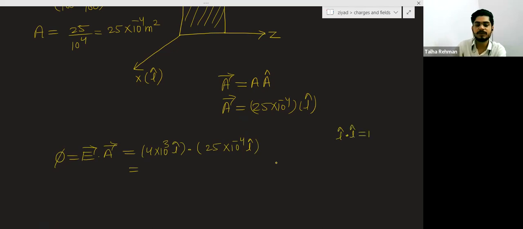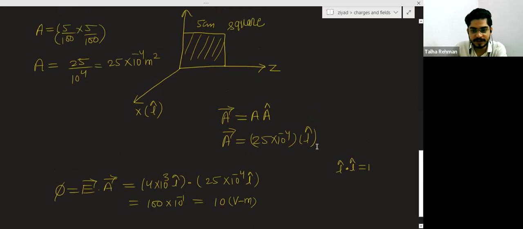This is equal to 1, and these are the numerical values, so you can just multiply like a normal multiplication. This will become 25 into 4, so 25 into 4 is 100, and this is 10 to the power 3, this is 10 to the power minus 4. So finally you have 10 volt meter as your answer of flux.